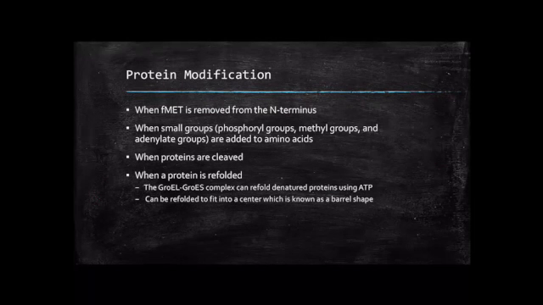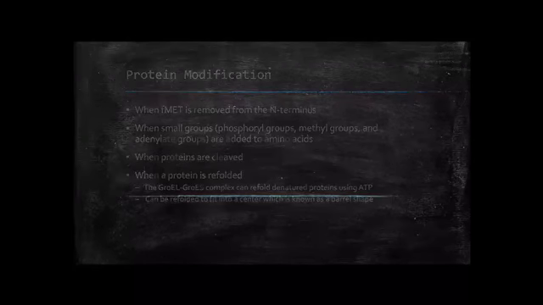Another example of protein modification is when small groups, which are phosphoryl groups, methyl groups, and adenylate groups, are added to amino acids. Another example of protein modification is when proteins are cleaved, or lastly, when proteins are refolded. Proteins can be refolded in 2 different ways. The GroEL and GroES complex can refold denatured proteins using ATP, or proteins can be refolded to fit into a center, which is known as the barrel shape. Protein folding is just basically when the protein structure is determined by amino acid sequences.